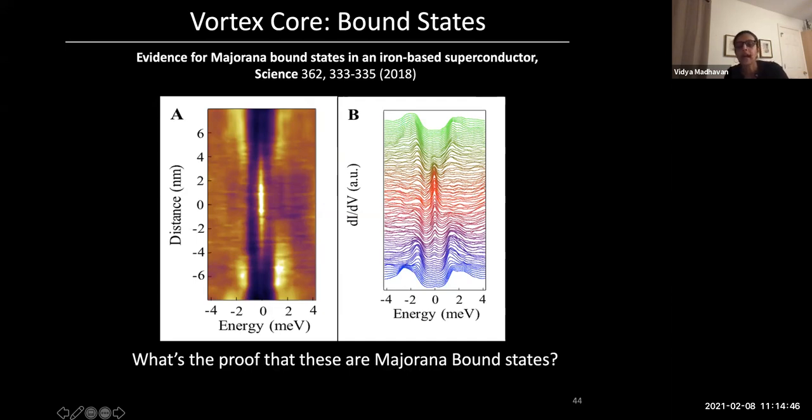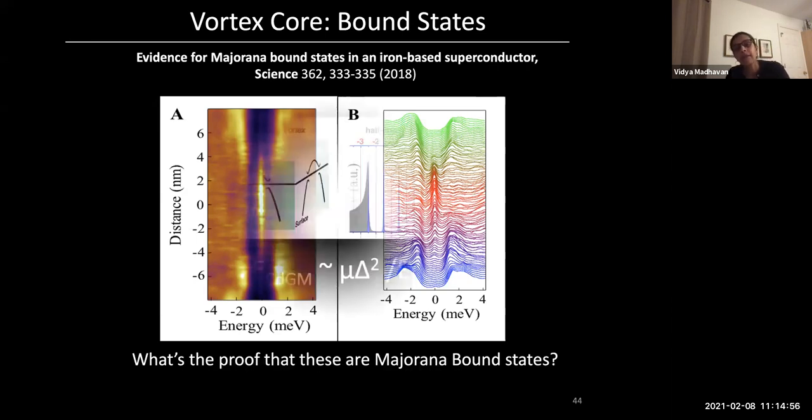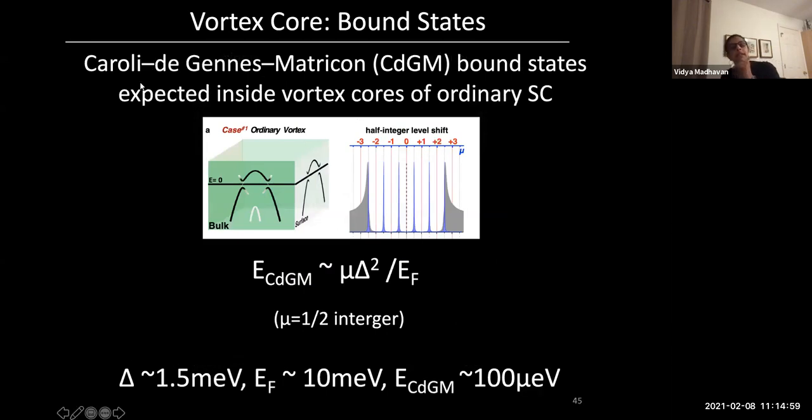The complication, of course, is that if you turn on a magnetic field and get vortices in any superconductor, then inside the vortex core, you expect to see trivial bound states as well. And we know about these trivial bound states. These are the Caroli-de Gennes-Matricon bound states. If you ask at what energy do you expect to see them, you expect to see them at an energy approximately given by this quantity here, where delta squared is the gap energy scale, and EF is the Fermi energy of the band that hosts the superconductivity. And mu is, for these ordinary bound states, a half integer.